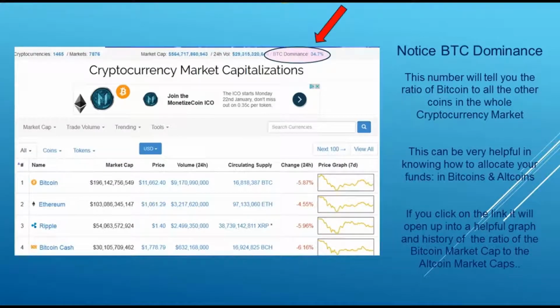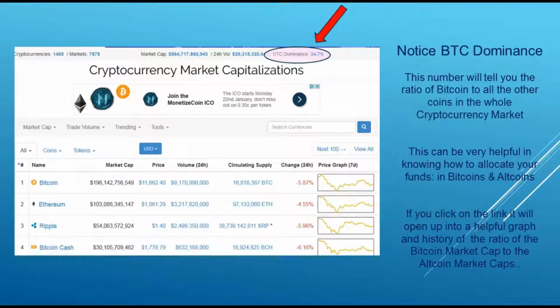Now going back to the front page, another link I like to click on every day is the dominance of BTC, which is Bitcoin. And you want to take notice of what that is. This number will tell you the ratio of Bitcoin to all the other coins, that's all the other altcoins put together in the cryptocurrency market. And at this point in time, as you can read there, Bitcoin dominance is 34.7% to be specific. And that means that Bitcoin is 34.7% of the whole marketplace. In other words, it's that much of it.